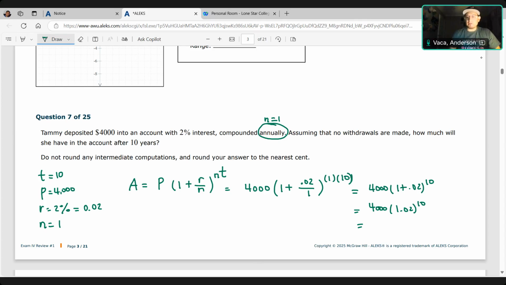4,000 times 1.02 raised to the power of 10. Please be careful with your parentheses. And since it's money, two decimal places, so 4,875 with 98 cents. Rounded to the nearest cent. Bam, there it is. Alrighty then. Moving on.